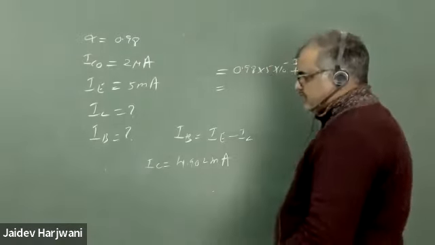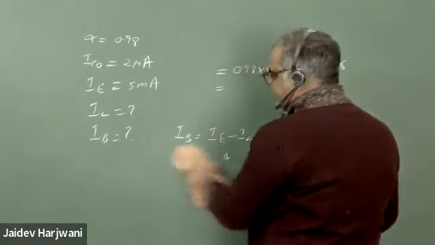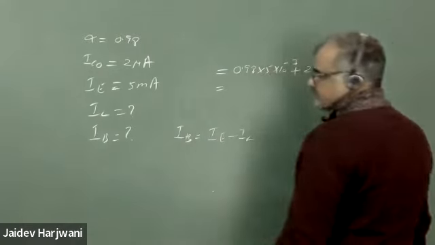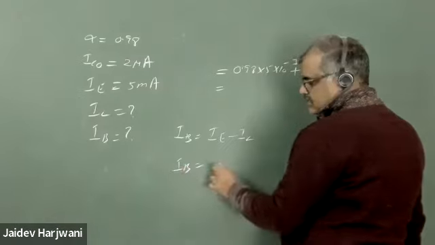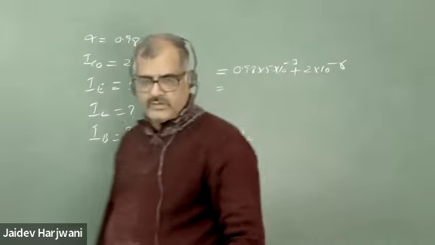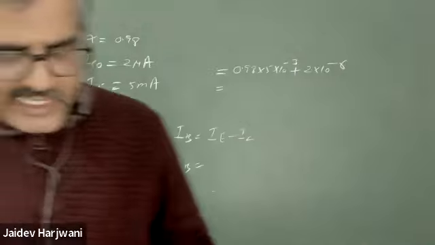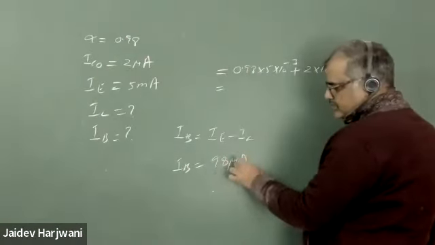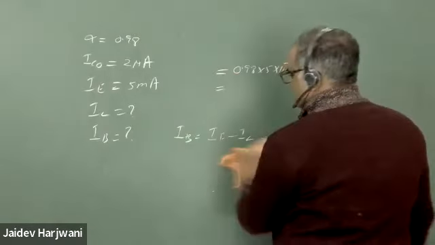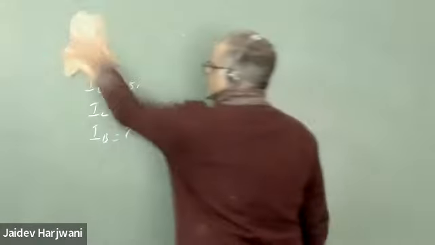Yes, sir. Okay, and how much will IB come? What is the value of IB? IB value comes 98 microampere. Okay, 98 microampere. You can check the calculation later. Yes, sir, coming.